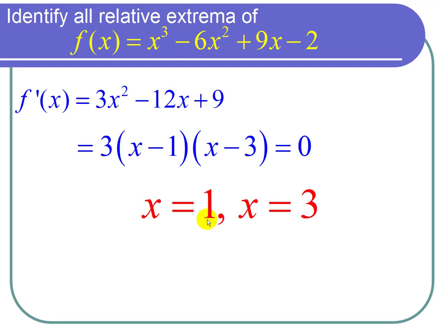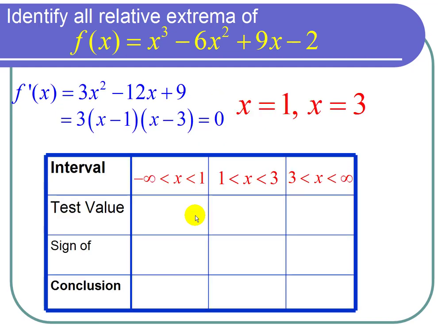So now that I have the critical points, let's put them into a table and use the first derivative test to decide whether they're maximum or minimum. So here's a table. I start out with the interval from negative infinity to my first critical point, 1, and then 1 to my second critical point, which is 3, and then 3 to infinity.